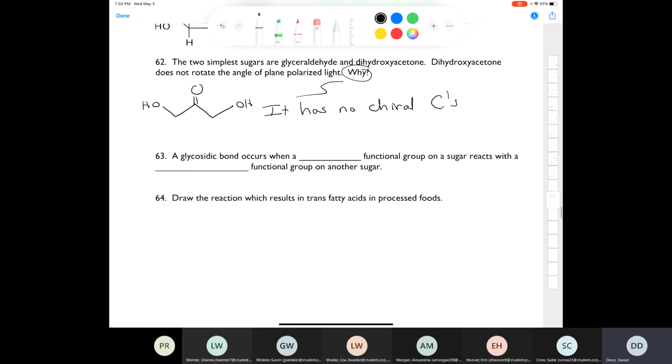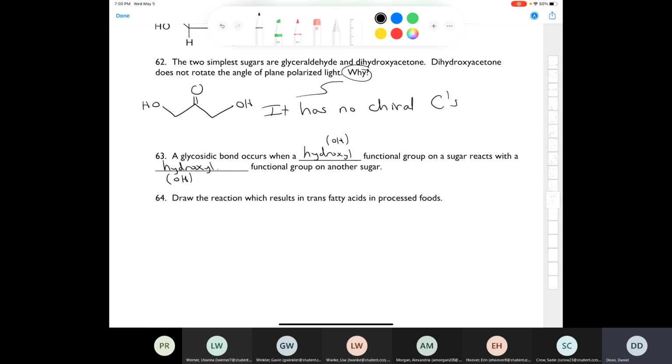Number 63, a glycosidic bond occurs when a blank functional group of one sugar reacts with a blank functional group on another sugar. So it's simply when the hydroxyl, or OH functional group, on one sugar reacts with a hydroxyl on another sugar. So the hydroxyl on carbon 1 reacts with the hydroxyl on carbon 4, and you form either an alpha 1,4 glycosidic bond or a beta 1,4 glycosidic bond. Alpha 1,4, we see that in amylose. Beta 1,4, we see that in cellulose. We talked about those in quite a bit of detail.